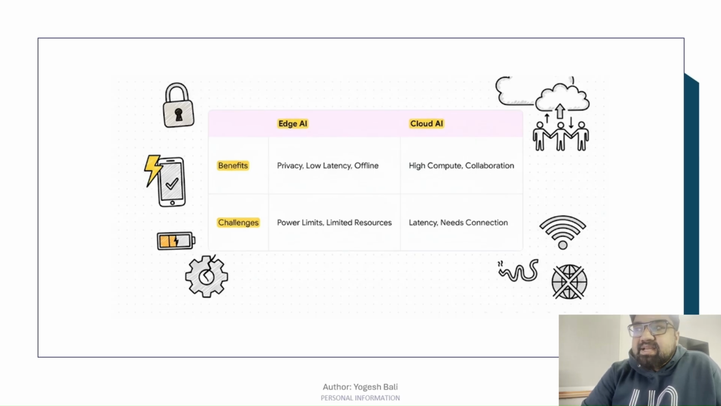The challenges in Edge AI are power limits, because battery is limited, then limited processing power and limited storage space, because our local devices have limited resources. Whereas the challenges in a cloud AI application are latency, because data will be transmitted from your device to the cloud, so there can be network latency, and also we need internet access for a cloud AI application.